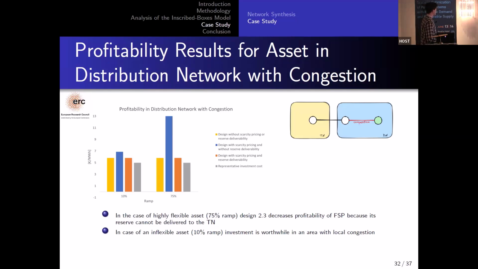In the case of the inflexible asset, it is very interesting that the investment here for any design is worthwhile because of the local congestion. Basically, what happened here is that due to the local congestion at the distribution network, a pretty expensive FSP activated, causing the prices in that area to go high and the profits also to go higher. This is in contrast to the transmission network results for the inflexible asset, as we saw.